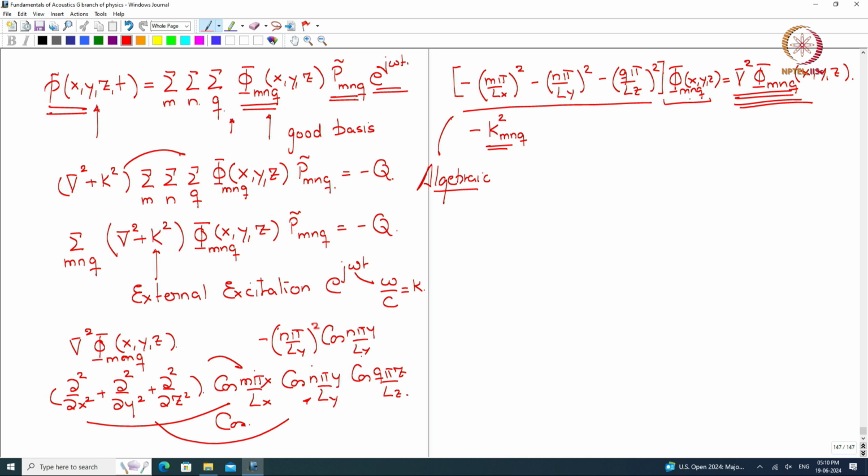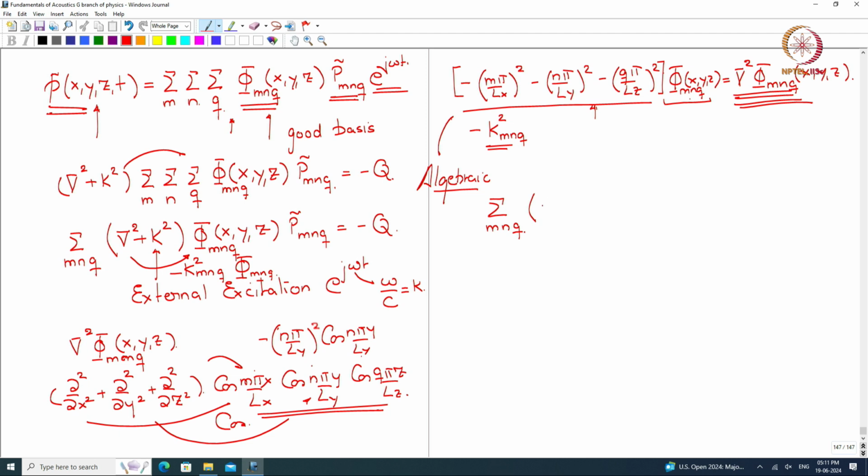So, when phi m and q is a mode shape, this is what you get, this is the advantage you get. The del square operator on the mode shape gives me this, okay. That happens only because this is the mode shape, okay. So, now here del square operating on phi m and q is minus k square m and q phi m and q, okay. So, what happens now?